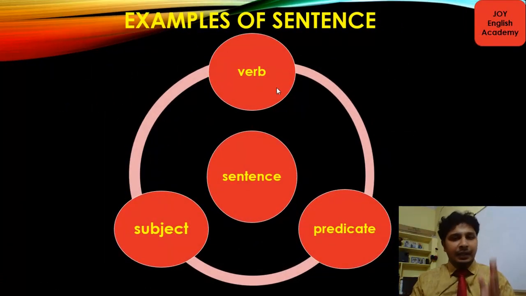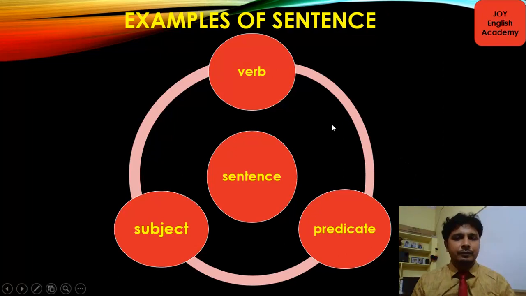Now what does a sentence contain? A sentence should have a subject, a sentence should have a predicate, and a sentence should have a definite verb. If these three things are there, then only that will be considered a sentence. If there is no subject, or if there is no predicate, or if there is no verb, then that is not called a sentence. Clear? Right. Now let us go further.